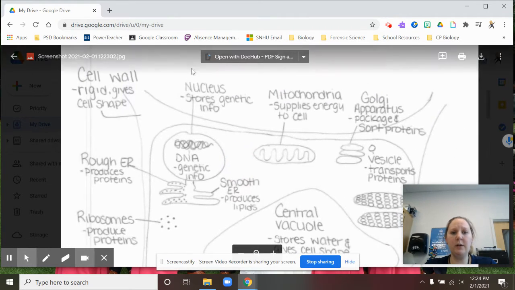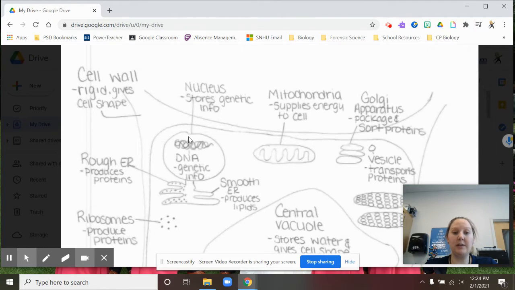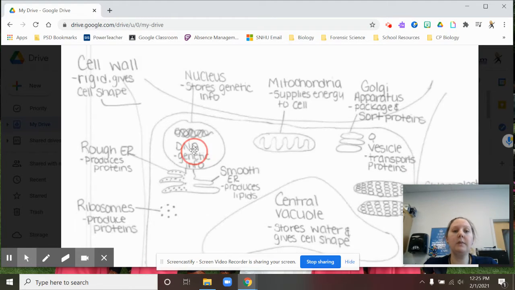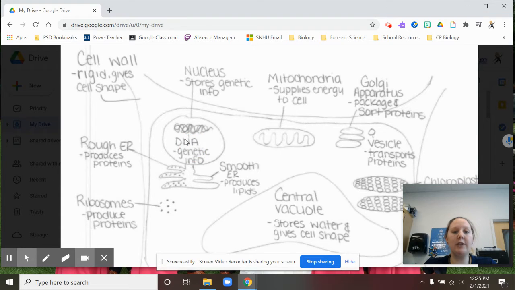We're going to start up here with the nucleus. The nucleus is the same in plant and animal cells, where its job is to store genetic information in both cells. Inside of our nucleus, we have our DNA. That is your genetic information.